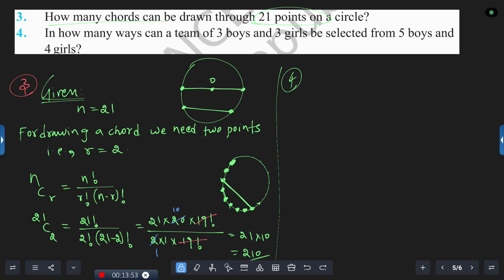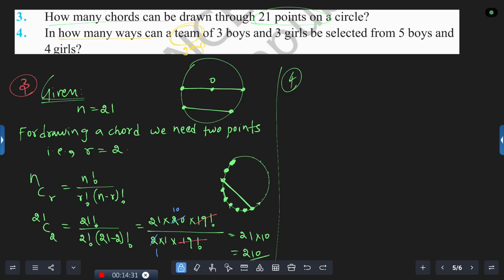Question number 4, we are moving. So, how many ways can a team, and team also what meaning? A group only. A group of boys, a group of girls. Team is also like a group. Then indirectly what have they given for us? Combination. Team means always combination. So team means group only.